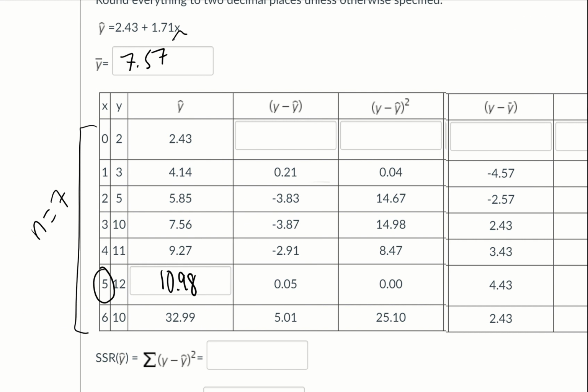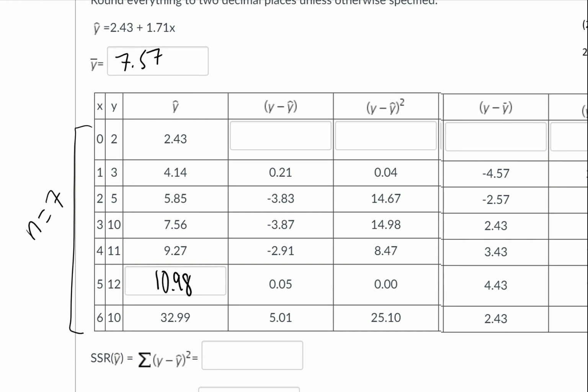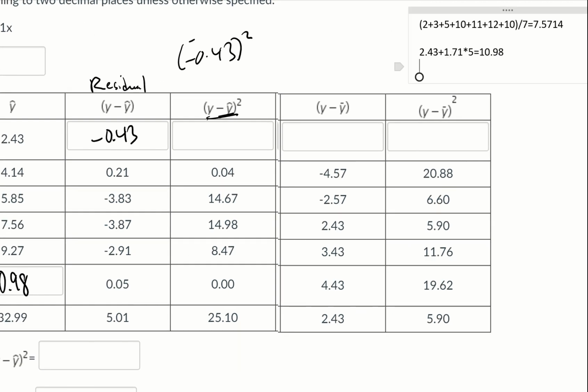All right. So now that we got all the y hats, we need to find the residuals. Okay, so we're going to subtract y minus y hat. So this minus that. 2 minus 2.43 is negative 0.43. All right, so that takes care of that. Now we're going to square those values to get this guy. So we're going to square negative 0.43. Make sure you put that in parentheses. So round it to 2 decimals, so 0.18.